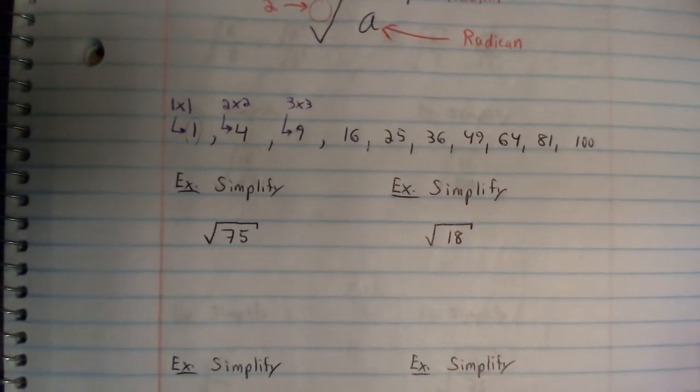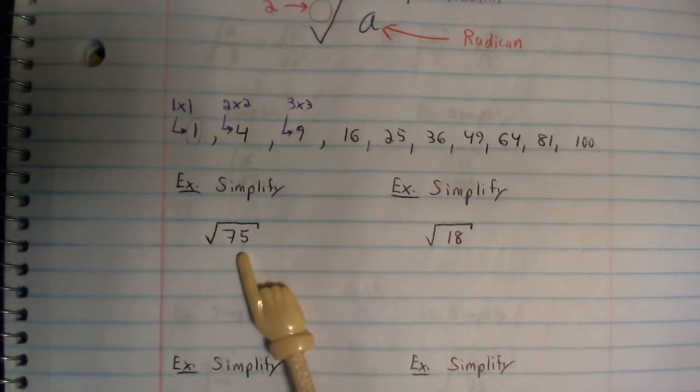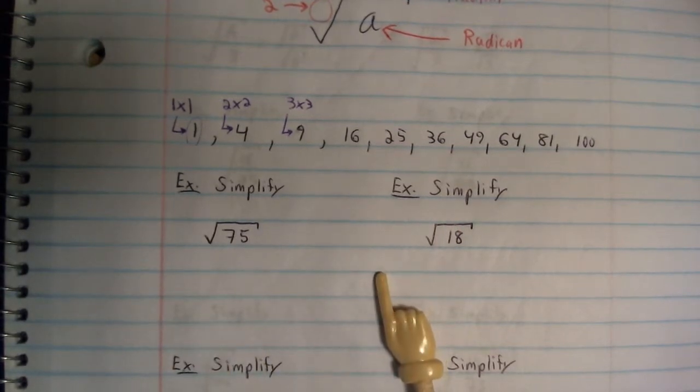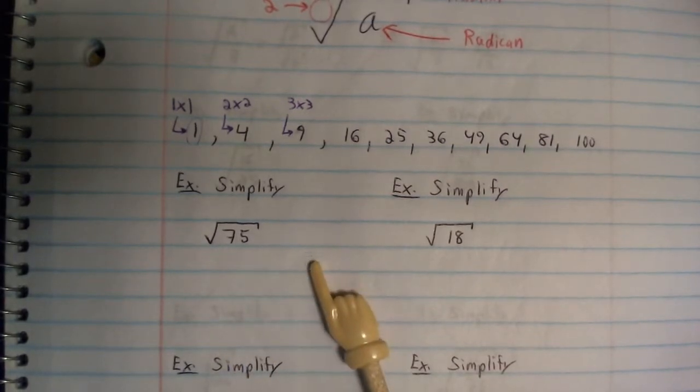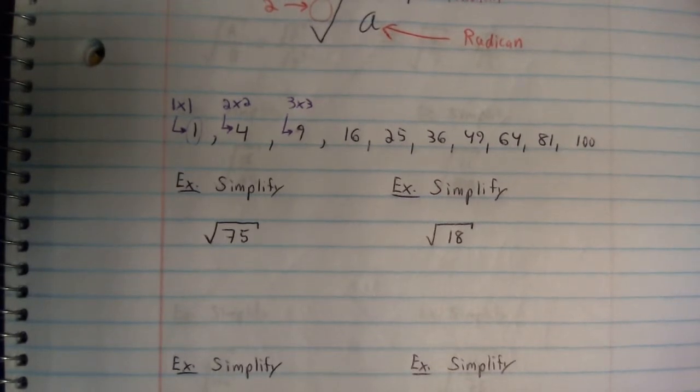Okay, so here we go. We have an example here. We have the square root of 75 that we're trying to simplify. Now, we don't want to put decimals here. Our final solution is going to be a number and possibly another square root with a number inside. That's all we're looking for. We don't want decimals. We want to leave it in simplified terms.